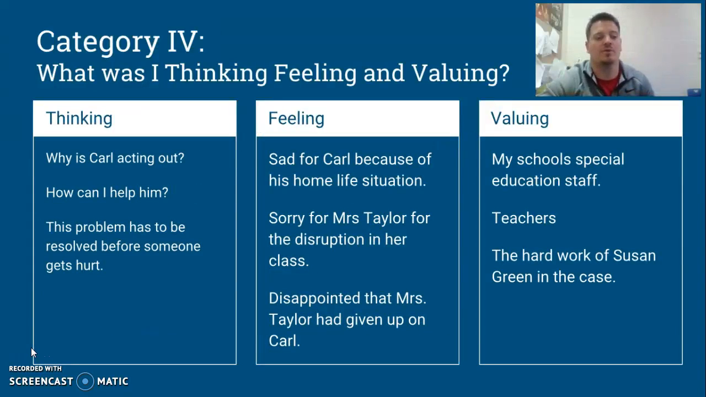So category 4, what was I thinking, feeling, and valuing? When I was going through the case, I was thinking, why is Carl acting out? What's the reasoning behind it? I was also thinking how I could help him.